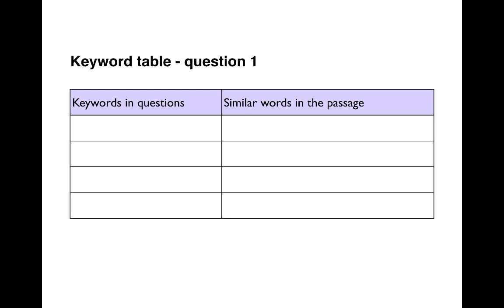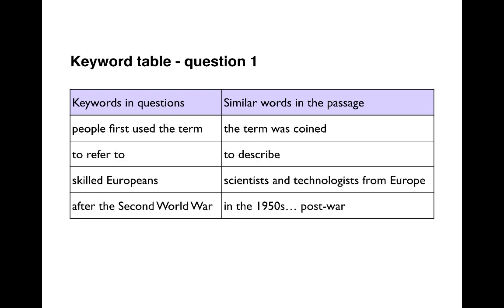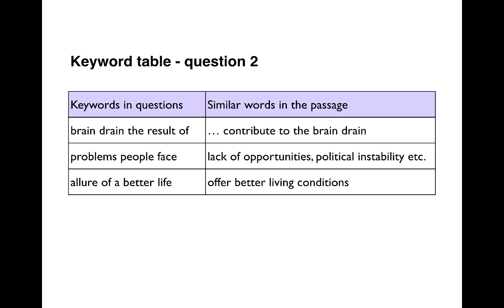If you remember question 1, we had people first used the term was coined, to refer to describe, skilled Europeans, scientists and technologists from Europe, after the Second World War, in the 1950s, post-war. Question 2, brain drain the result of, something, contribute to the brain drain. Problems people face, lack of opportunities, political instability, etc. Allure of a better life, offer better living conditions.